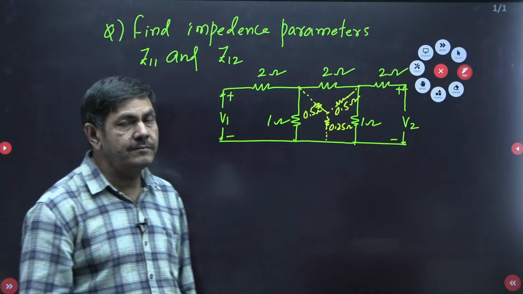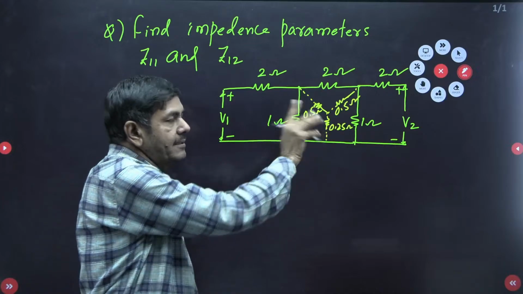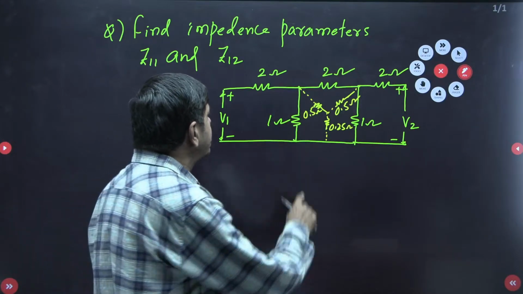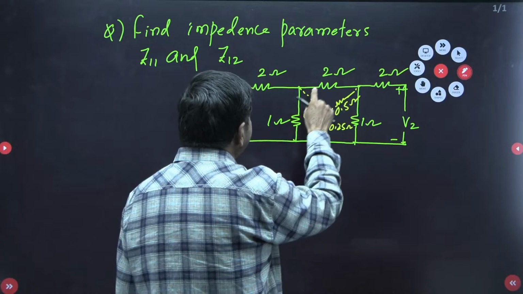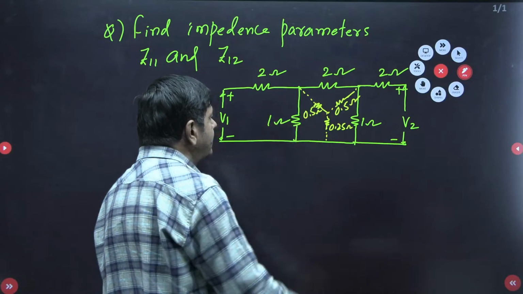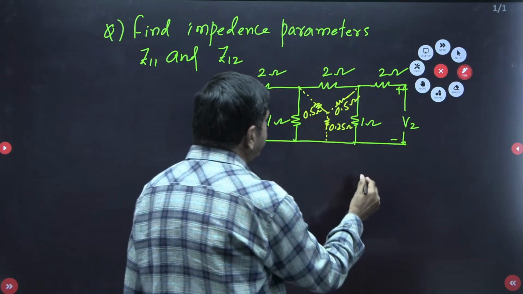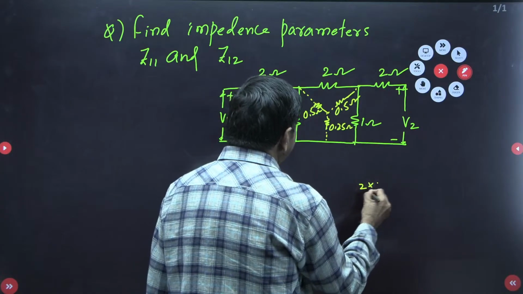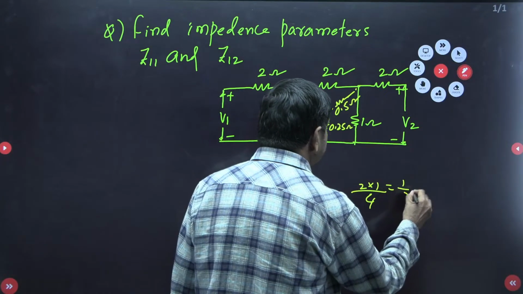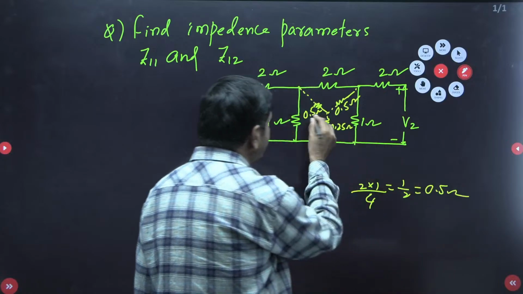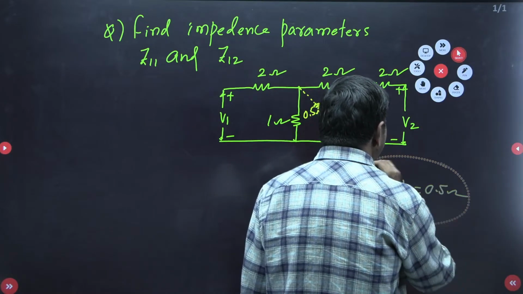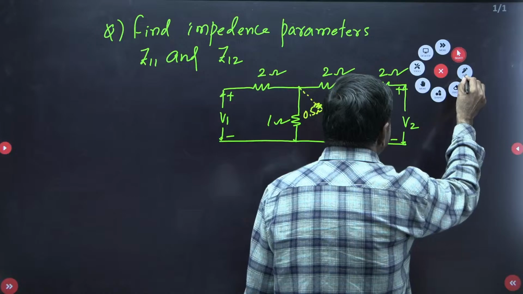Just I converted delta to star. Formulas are there, you know. By using that, I did it. Understand now? That means 2 into 1, 2. 2 divided by 2 plus 1 plus 2, 4. 2 by 4 is 1 by 2. 2 into 1 divided by 2 plus 4, totally 2 by 4 is nothing but 1 by 2, it becomes 0.5 ohms only now. Yes, same I have written like that. Apply the same condition, we know already. Based upon that condition given before, you will get the answer now.